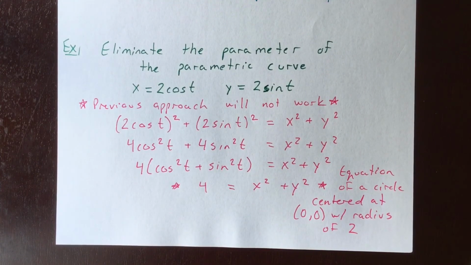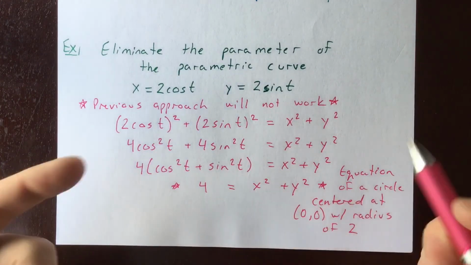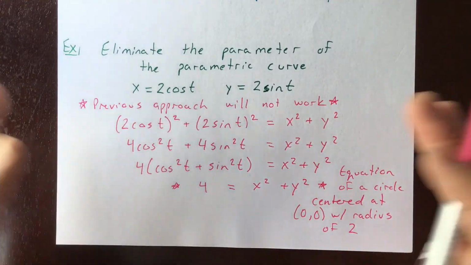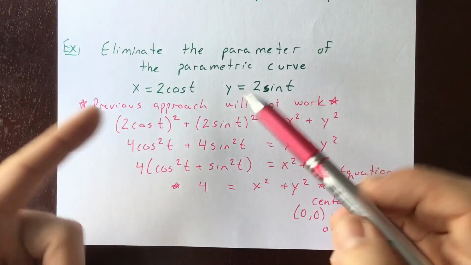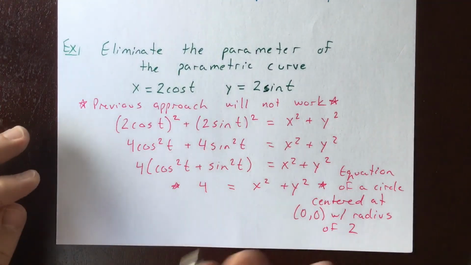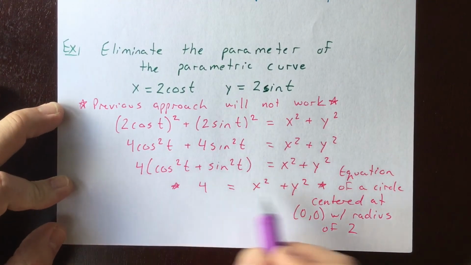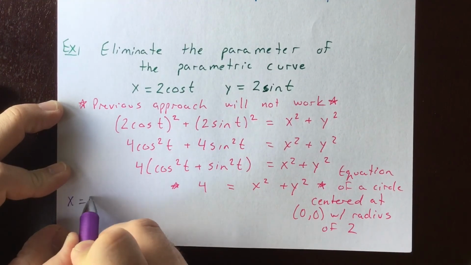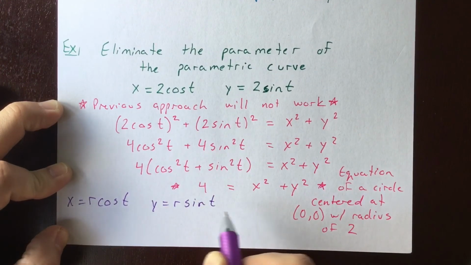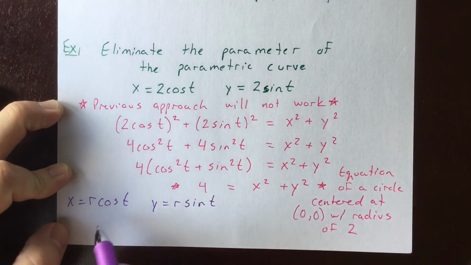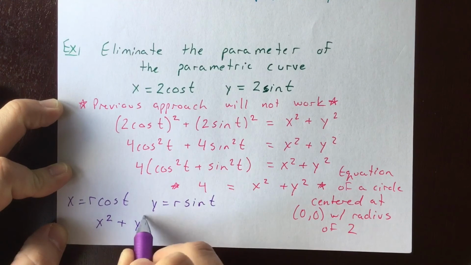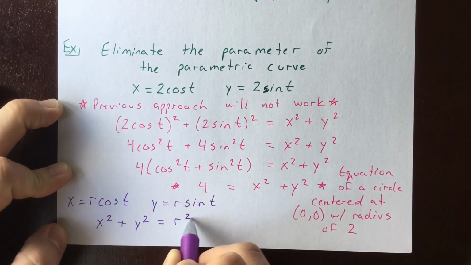So really, are you going to have to do this every time? Meaning, if you have 2 cosine t, 2 sine of t, are you going to have to do this every single time? The answer to that question is no. You're not going to always have to do squared, squared, and simplify. What we can do here, and we'll end with this, is if I had x equals r cosine of t and y equals r sine of t, what we can conclude is that this parametric equation will yield a circle x squared plus y squared equals r squared.